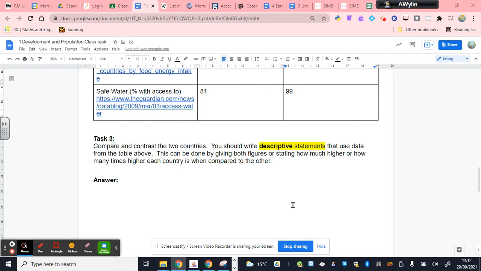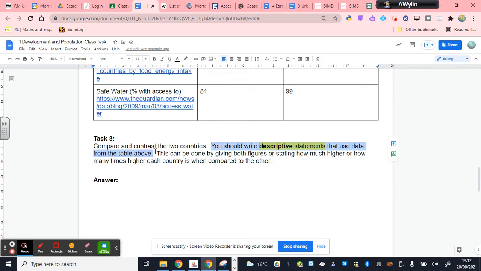Okay, in this short little lesson tutorial, I'm going to help you answer task 3 in your first lesson for development of population. And in this question, you've been asked to compare and contrast two countries. And then you've been asked here to write a series of descriptive statements using the data from the table above. Now, this is the data you will have completed in task 2.